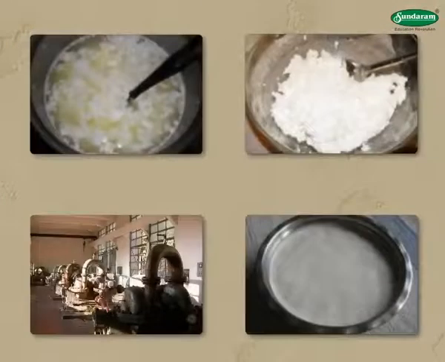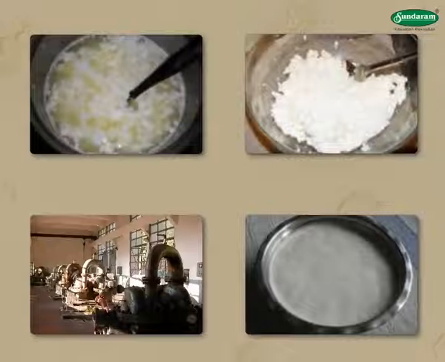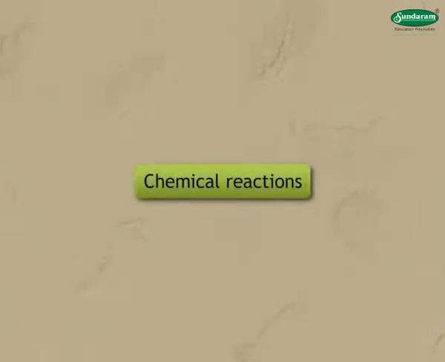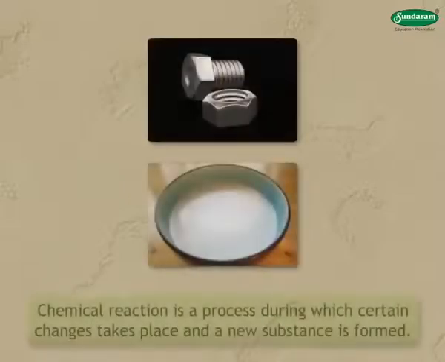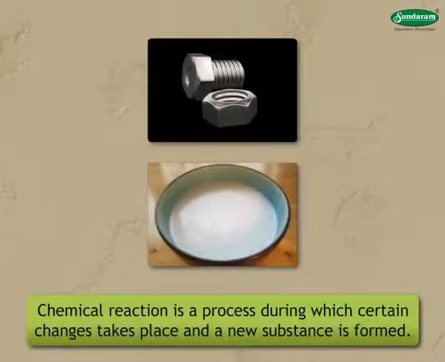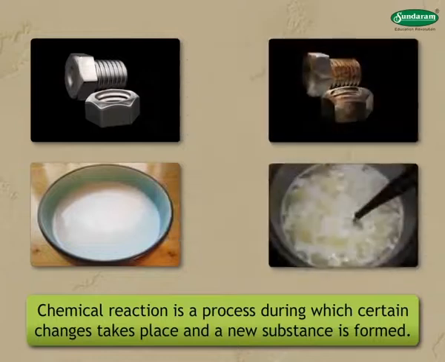Many a times we wonder why and how these changes take place. Actually, these changes occur because of chemical reactions. In short, chemical reaction is a process during which certain changes take place and a new substance is formed.